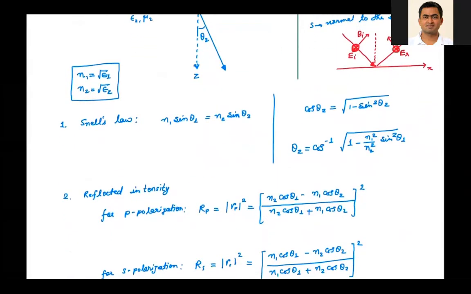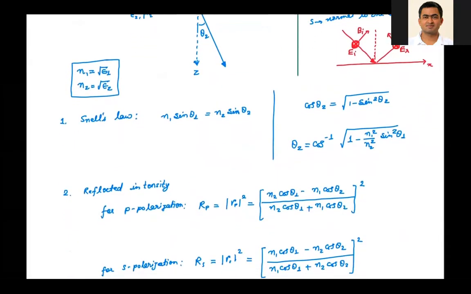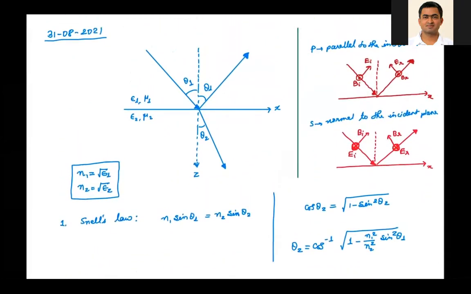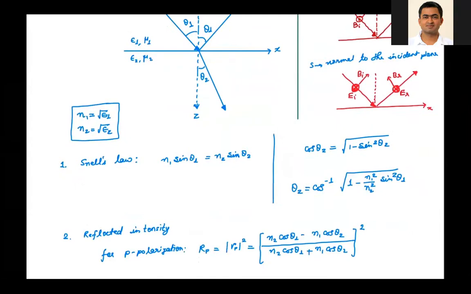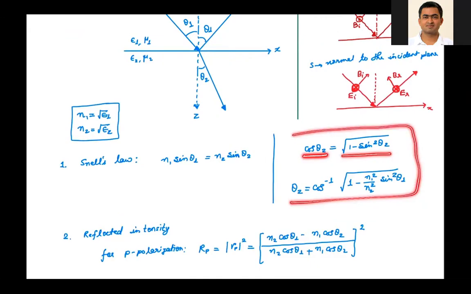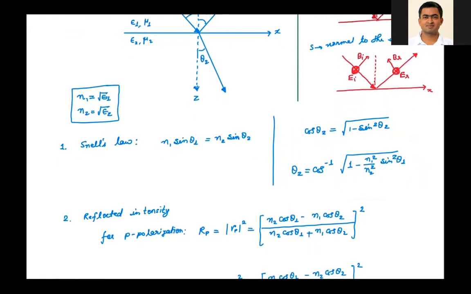And then a few things you have already done. One is Snell's law. Snell's law connects n1, theta1 and n2, theta2. This everybody knows: n1 sine theta1 equals n2 sine theta2. And here, if you want to calculate cosine theta2, you just use this simple expression. And I'm writing it in this way because I actually use it.